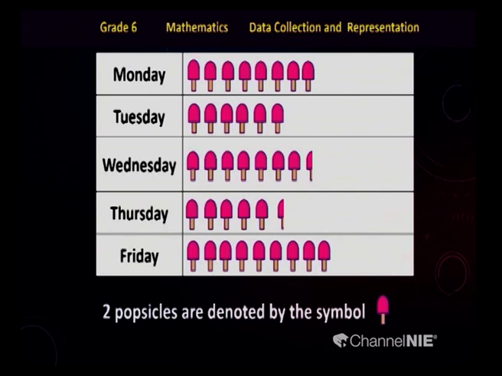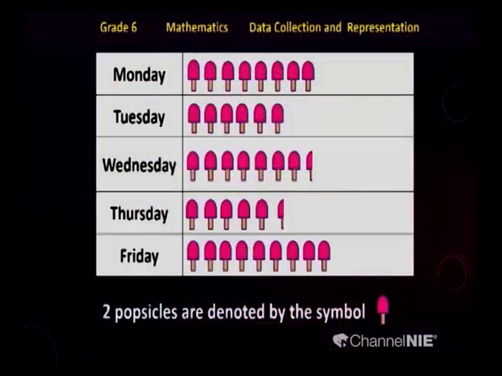At the end of this picture graph, you should write that 2 popsicles are denoted by this symbol. You should always write it, otherwise we can't get a good understanding of this picture graph: how many popsicles each symbol stands for. So, there's a special thing, my dear children. When you draw a picture graph, you can't use numbers here because we denote this information by using pictures only.